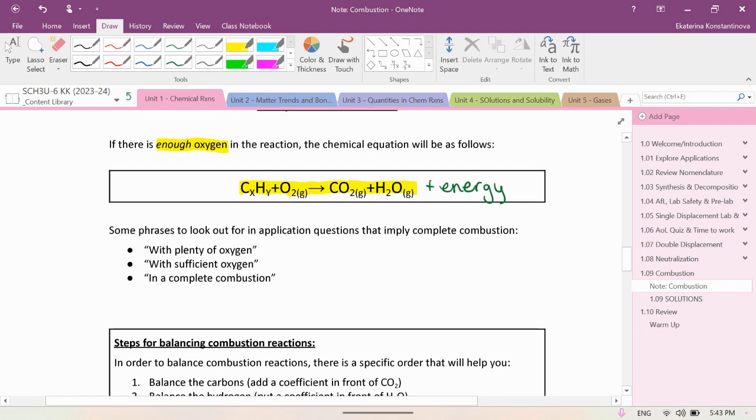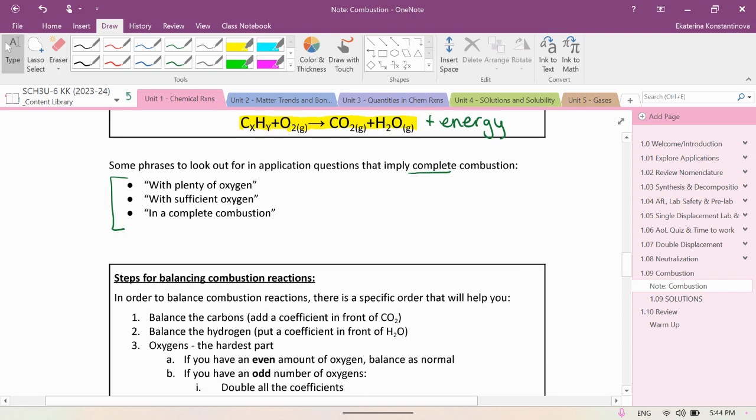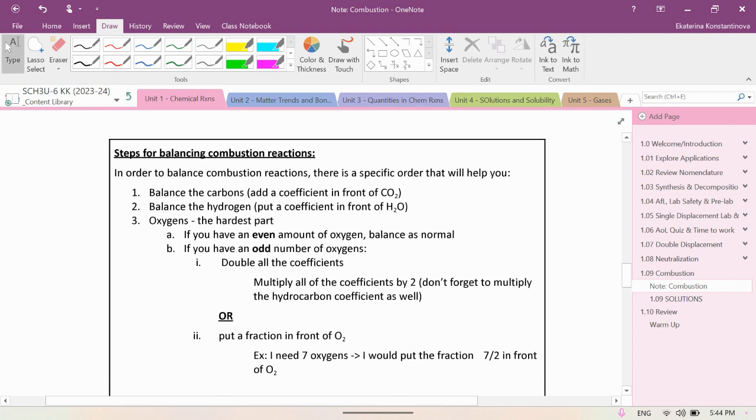Okay, some phrases to look out for in application questions to imply that there's complete combustion are with plenty of oxygen, with sufficient oxygen, or in a complete combustion. So you will be given a hint as to what kind of combustion it is in the application question. Here are some steps for balancing combustion reactions. Okay, it does get quite tricky, but if you follow these steps, it becomes fairly simple.